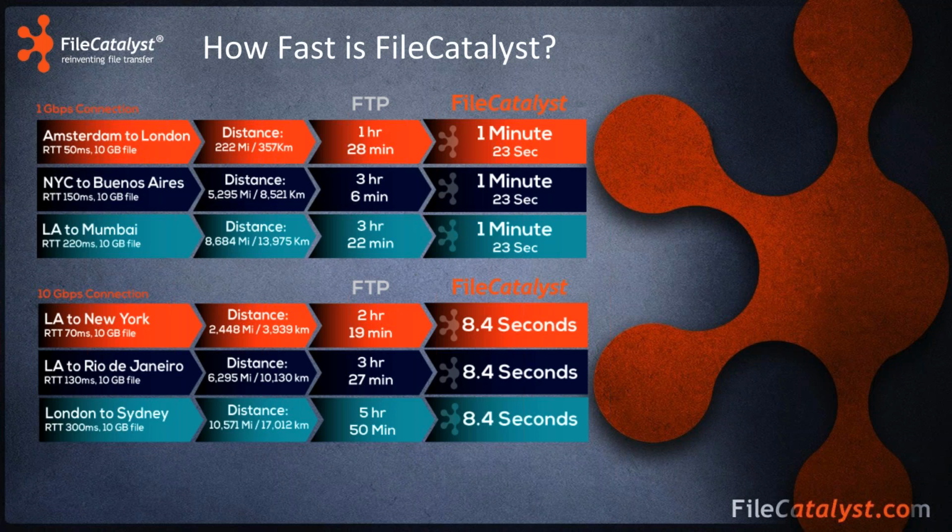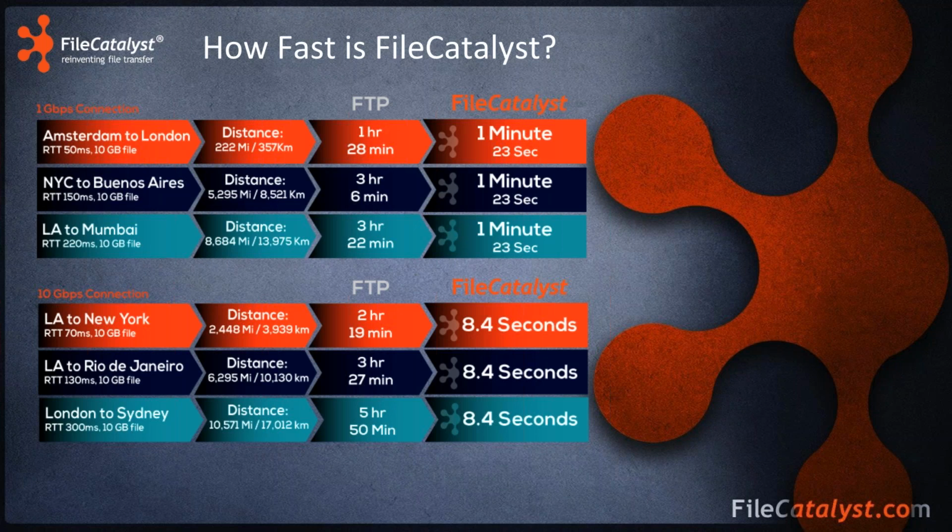A much more interesting case, if you have 10 gigabits per second bandwidth, a 10 gigabyte file from LA to New York, you're looking at 70 milliseconds. FTP can take about 2 hours and 19 minutes, whereas FileCatalyst takes about 8.4 seconds. And if you look at LA to Rio, the RTT is about 130 milliseconds. FTP takes 3 hours and 27 minutes. FileCatalyst takes 8.4 seconds. London to Sydney, 300 milliseconds.